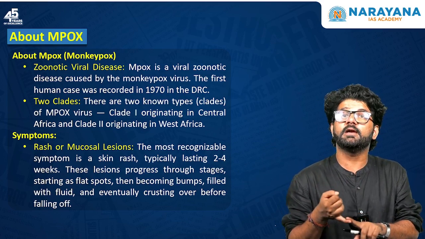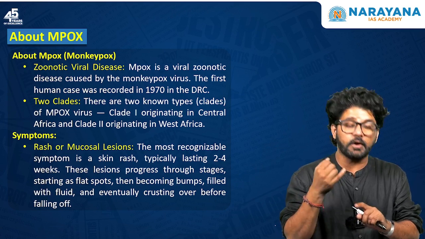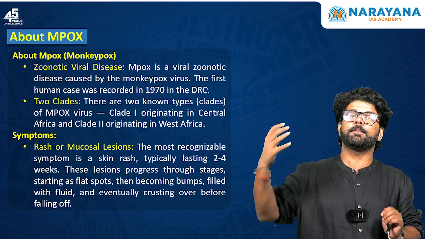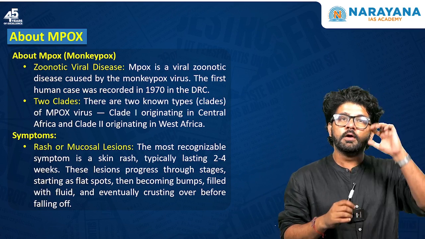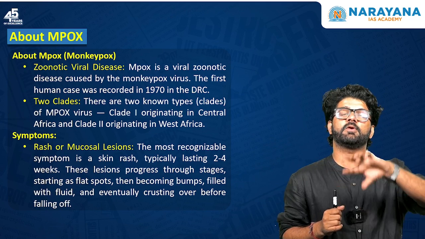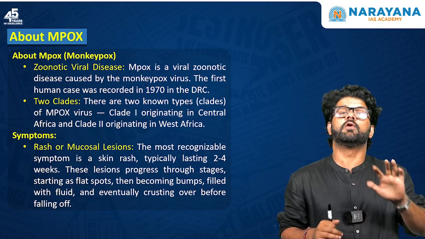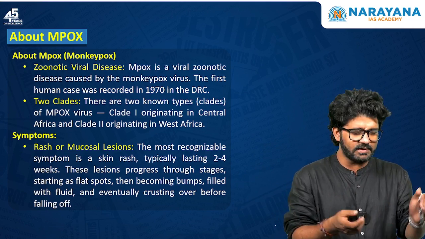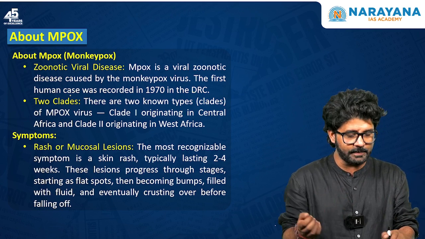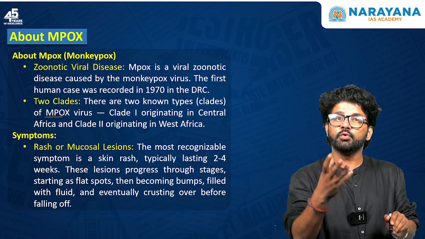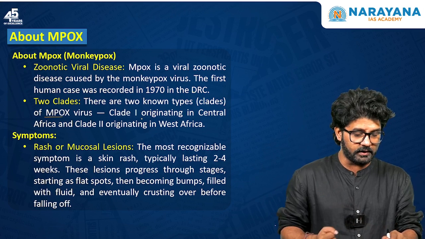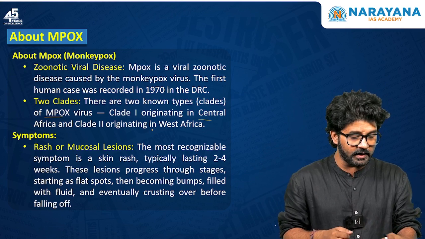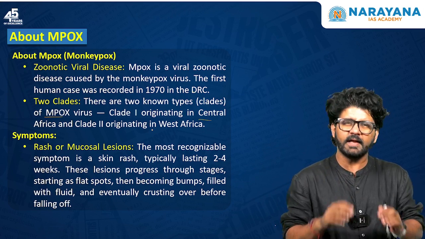It is a viral disease caused by a virus. First recorded in DRC, Democratic Republic of Congo. A homework for you: locate this DRC in your world map. Two clades. Clade is a fancy word for types, and there are two clades, and both of them are in Africa only. Clade 1 originating in Central Africa, clade 2 originating in West Africa.